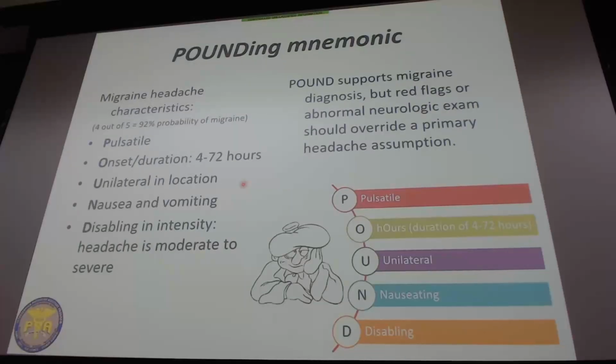I think we were mentioning the POUNDing mnemonic a second ago. Don't worry about memorizing this one. Just be able to clinically recognize the features of a migraine. This is helpful if you're just like, I don't know what a migraine is, I've never had it before in my life. People that have had migraines can describe it to other people. But if you've never had one before, it's pulsatile, onset is typically about 4 to 72 hours. Usually unilateral, but it can affect both sides of the head. It's not always 100%. I can have some nausea and it's disabling. I can't go back to work with a migraine headache usually. I can try, it's just not fun.